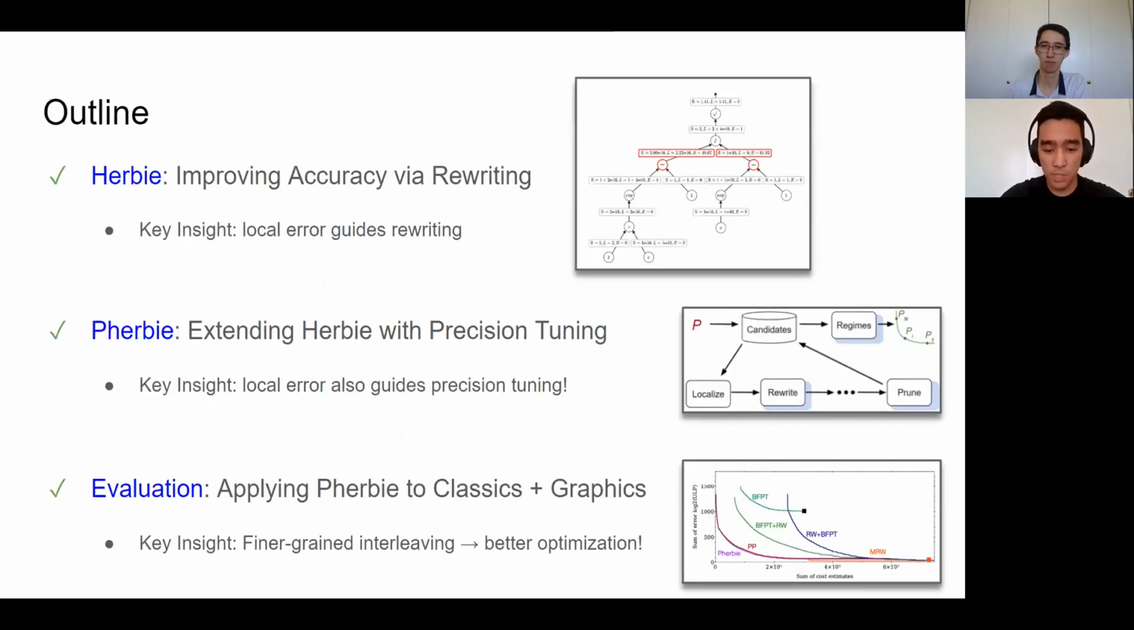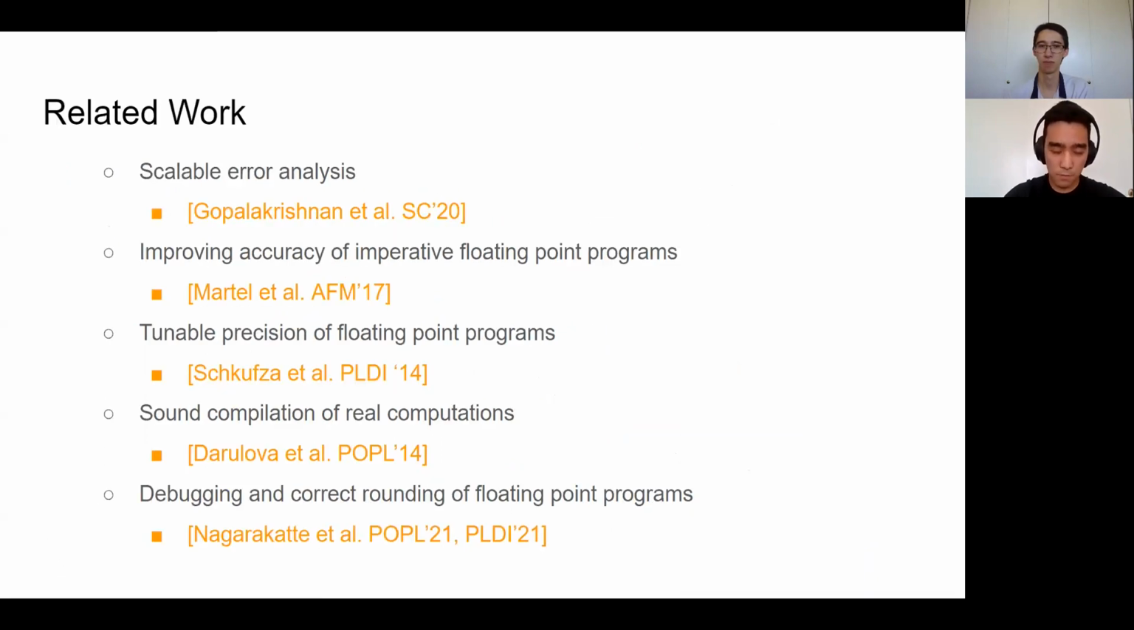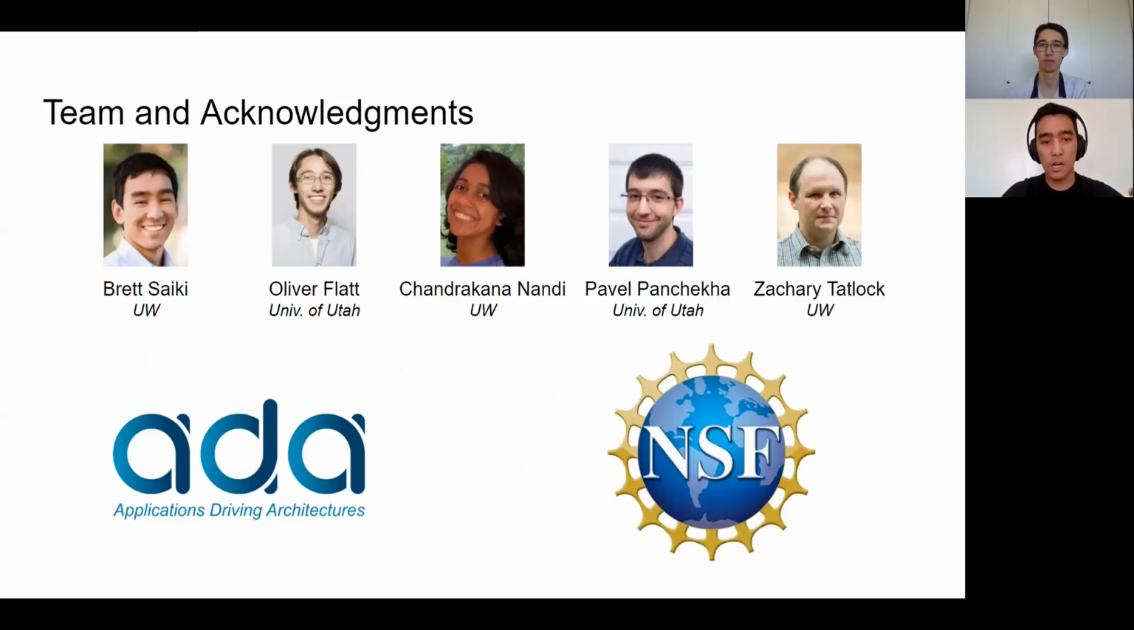So that's the evaluation. Once again, Pherbie does in fact produce Pareto frontiers, and we show that finer grain interleaving creates better optimizations. Of course, Pherbie doesn't exist in a vacuum. Here are just a list of a few publications on precision tuning and rewriting in recent years. And Pherbie, as well as this talk, would not have been possible without the rest of the Herbie development team. Pherbie is the end result of years of hard work and seeing how far we could push, how far we could expand Herbie into other fields. So I'd just like to thank everyone who has contributed to the Herbie project in recent years.